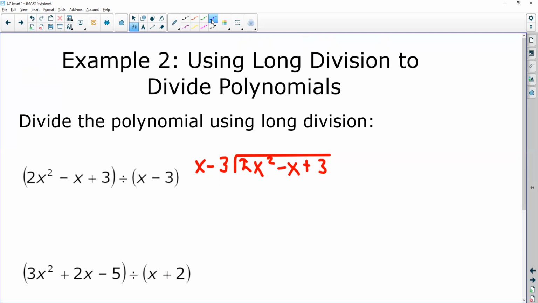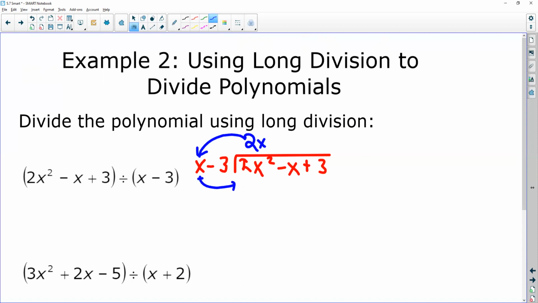And here's what I'm going to do. I'm going to think, how do I turn that front x in front of the x minus 3 into 2x squared? What can I multiply it by? Well, I can multiply it by 2. That would get me the 2 for the x. And to turn x into an x squared, I need one more x. So if I multiply x by 2x, I would get 2x squared.